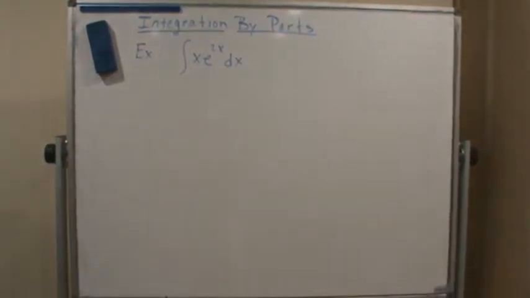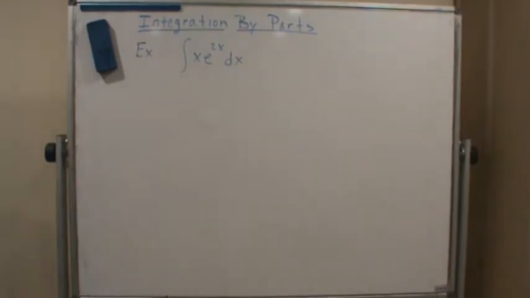Okay, so again, we want to choose our u and we want to choose our dv in such a way that we can easily integrate the dv and we can differentiate the u. And we want to make sure that when we do this, we end up with another integral that's easier to handle.